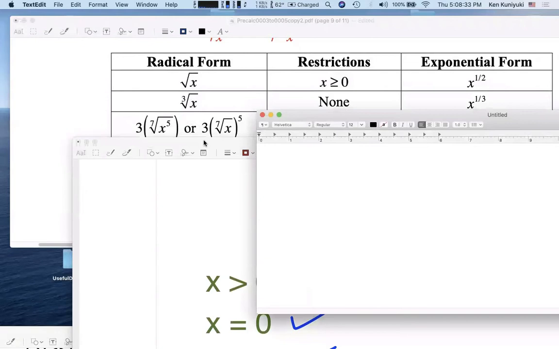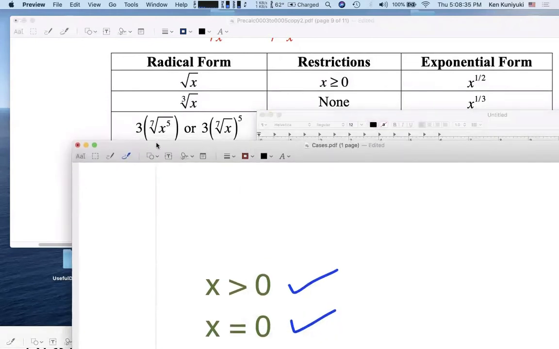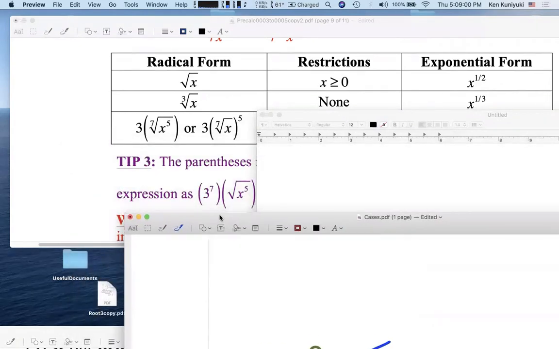This guy here. 3 times the 7th root of x to the 5th, or 3 times the 5th power of the 7th root of x. It turns out these are equivalent. Now, why am I putting parentheses, by the way? Not just to distinguish between these two expressions, although they are equivalent, but there's another reason. If I didn't have parentheses, what are you in danger of mistaking this for? I think a lot of students might be in danger of mistaking it for this. 3 to the 7th all times the square root of x to the 5th.